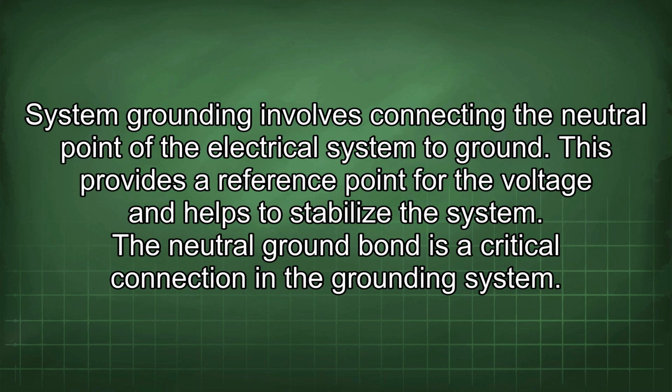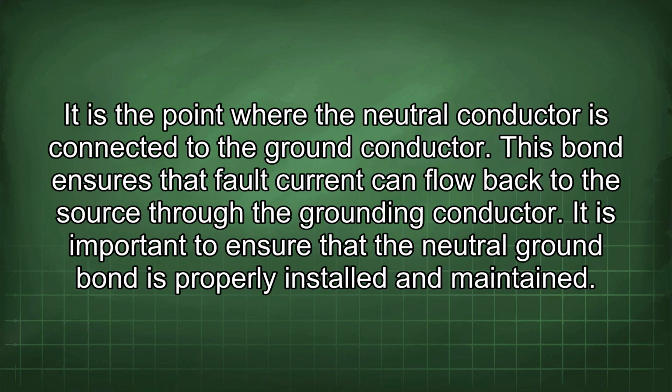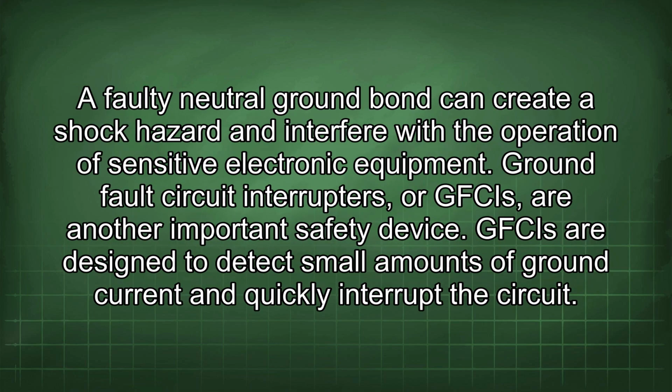A neutral ground bond is a critical connection in the grounding system. It is the point where the neutral conductor is connected to the ground conductor. This bond ensures that fault current can flow back to the source through the grounding conductor. It is important to ensure that the neutral ground bond is properly installed and maintained. A faulty neutral ground bond can create a shock hazard and interfere with the operation of sensitive electronic equipment.